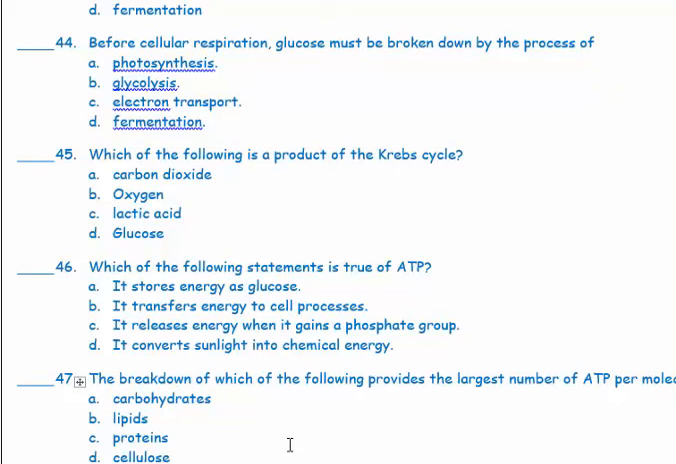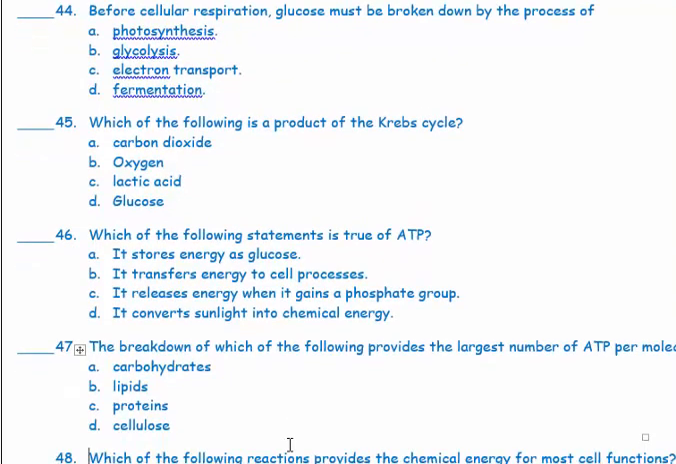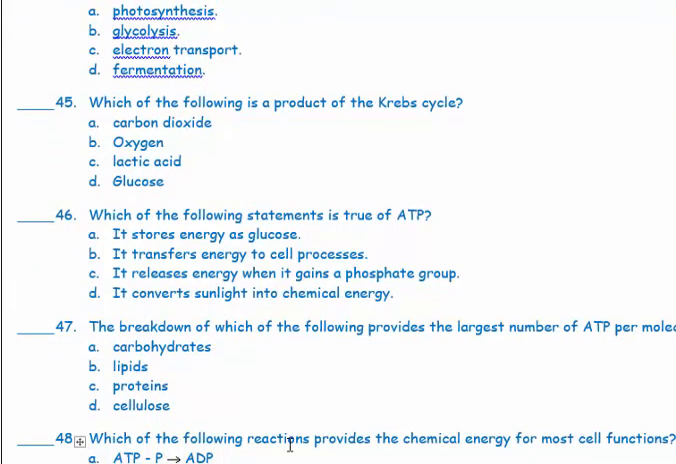47. The breakdown of which of the following provides the largest number of ATP per molecule? It is the lipids. We said that your body first goes to carbohydrates for energy, but the carbohydrates provide less energy than lipids, but still they are the first point to which your body goes for energy, and then it goes to lipids. It's usually the last resort to go to proteins for the production of energy.